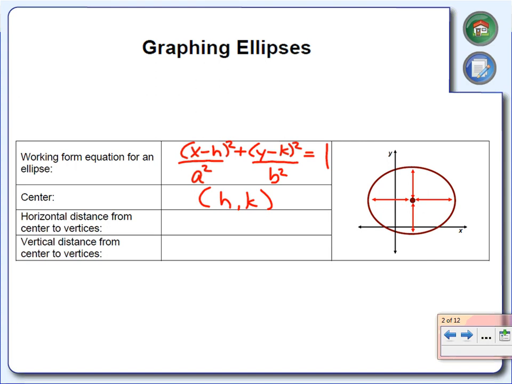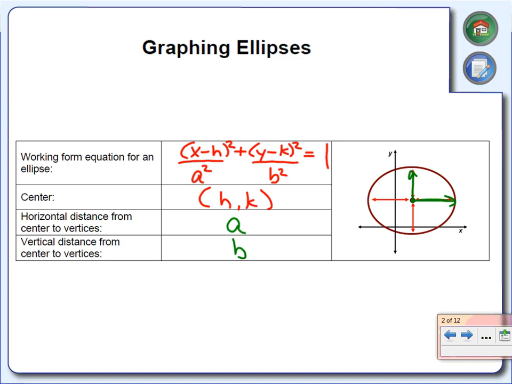Ellipses do not have a radius. They don't have a constant distance around the center. It's different. So we have a horizontal distance from the center to the vertex, and we also have a vertical distance from the center to the vertex. Our horizontal distance is going to be a. And when I say horizontal distance, I'm talking about the distance from the center to the right or the left of our ellipse. And the vertical distance is going to be b. And when I say vertical distance, I'm talking about the distance from the center to either the top or the bottom of our ellipse.